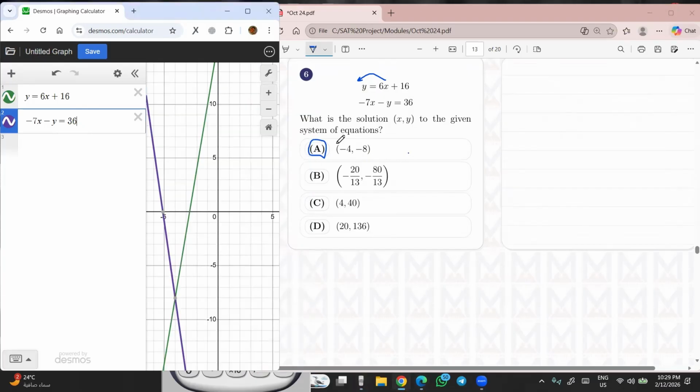Of course, for those who start working in the systems, it's recommended to solve them using the elimination method, which helps them practice more and more in this kind of questions.